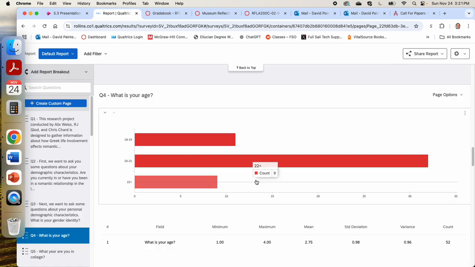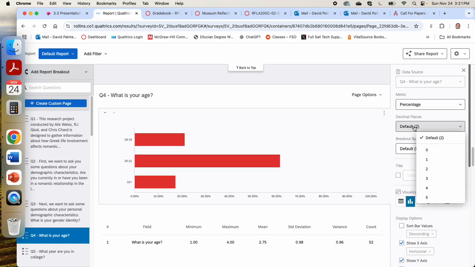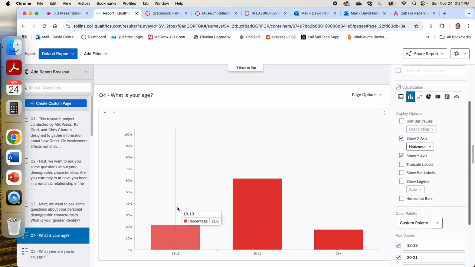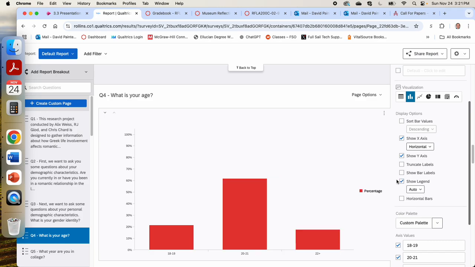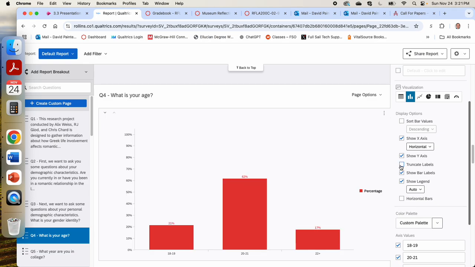You can do the same thing. You can see, once again, you don't want default choice count. You want percentage. You want no decimal points. And I would scroll down further so that you can uncheck the horizontal bars so that you've got vertical bars here. You want to show the legend for percentage, show bar labels. You can play with this, truncate labels. It doesn't really do much.